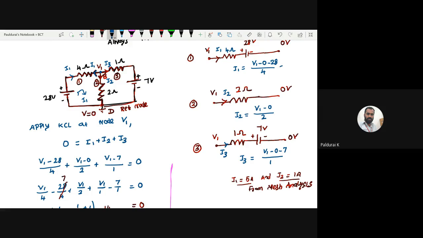So now find this. If you will find this I1, what value will you get without solving? Can you let me know the value? We already found I1 equal to 5. It will be minus 5. Are you getting it? What is V1? 8 minus, what is 28 divided by 4. So are you getting minus 5, minus 20 by 4? So it is minus 5.